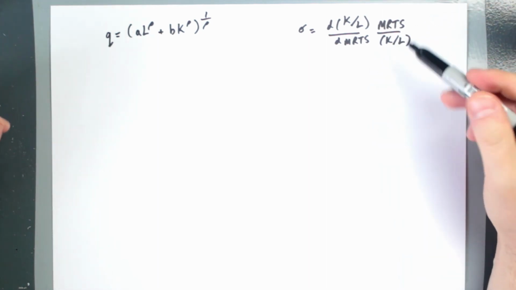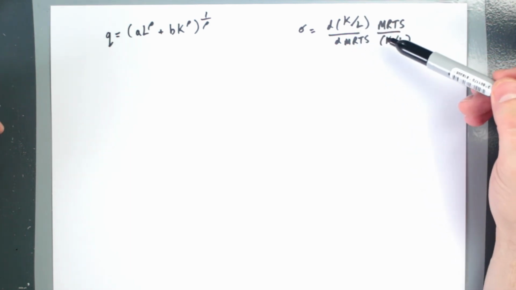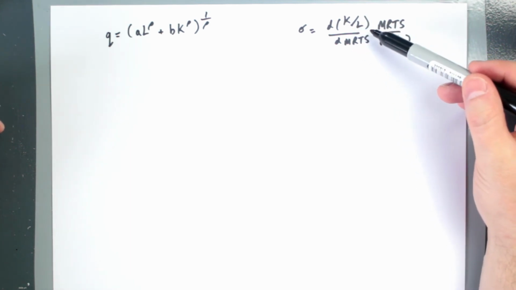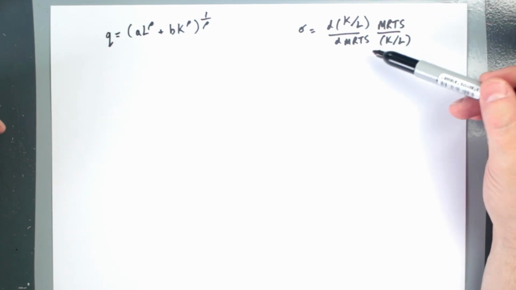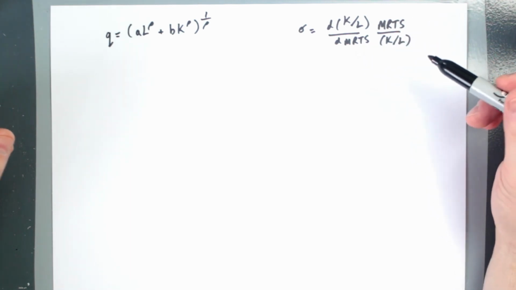It looks unusual, but really it's just the elasticity of one thing with respect to another, where we're talking about the elasticity of K divided by L with respect to the marginal rate of technical substitution.